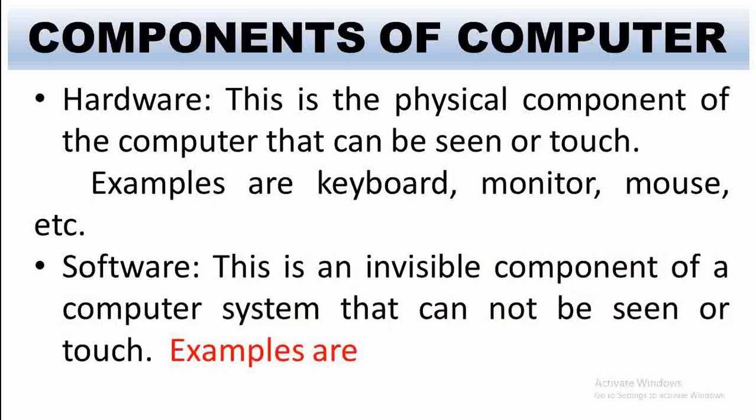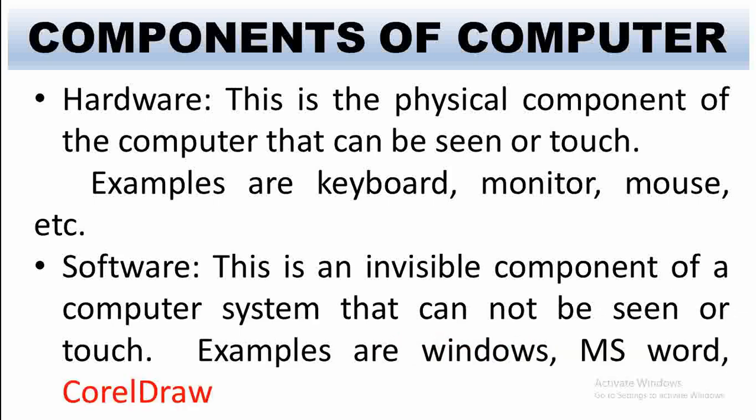Examples of software are Windows, that is the operating system: Windows 98, Windows 2000, Windows XP, Windows 2007, 2008, 2010. All those Windows versions are examples of software. Microsoft Word and CorelDraw are also examples of software. By the time we get to the software properly, I will be explaining everything in detail.